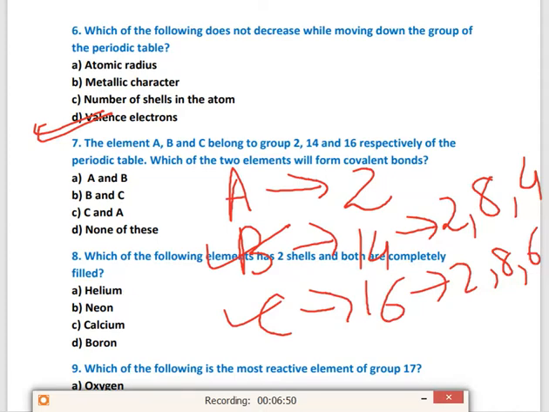And also we know that a covalent bond is formed by the sharing of electrons between two atoms. So element B belongs to group number 14 and it has only 4 valence electrons, and element C belongs to group number 16 and it has 6 valence electrons. So they will share the electrons among themselves and they will form a covalent bond. So the answer is B and C.